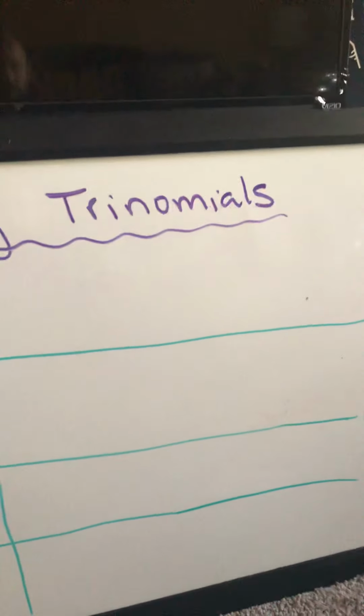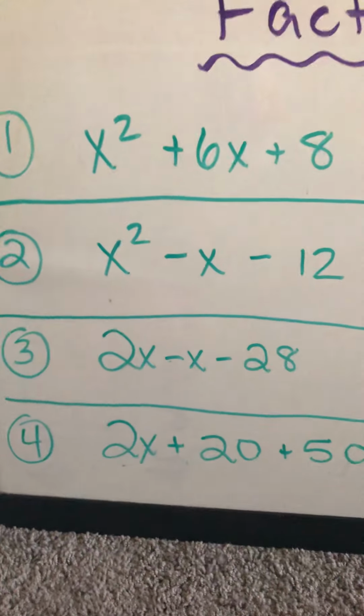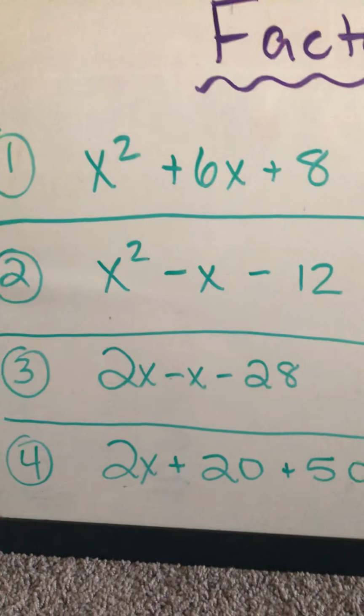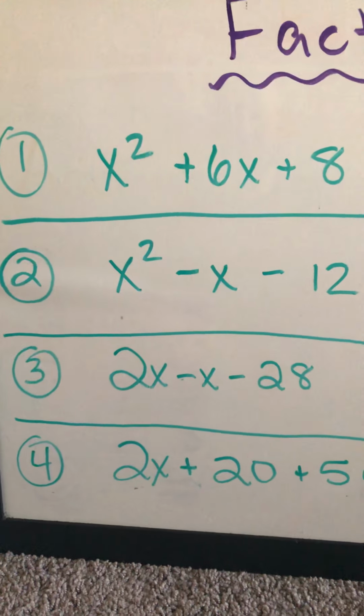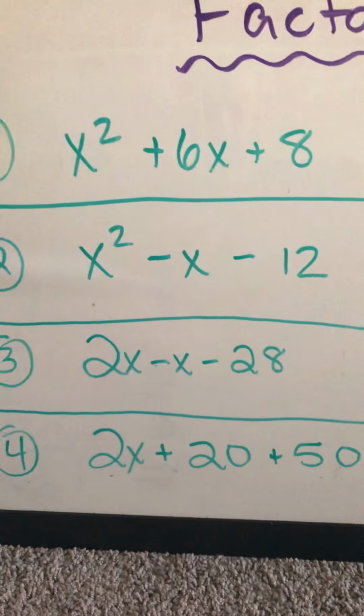Hey scholars, we're going to start working on the third part of the project. The third part of the project is factoring trinomials. This is the last thing we did while we were in class together. I'm going to go through 4 examples with you, going from easier to more difficult at the bottom.